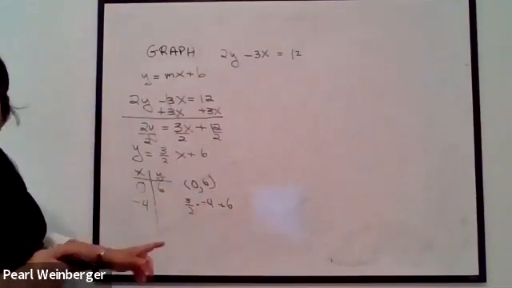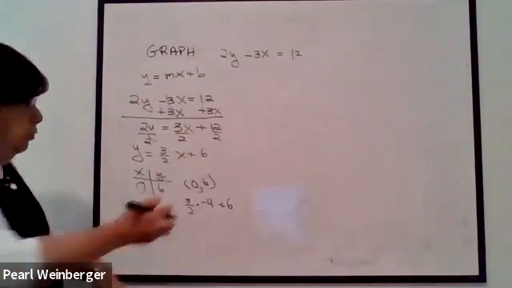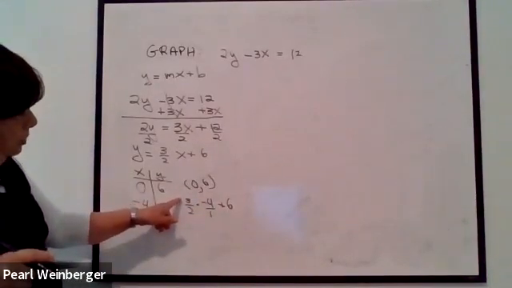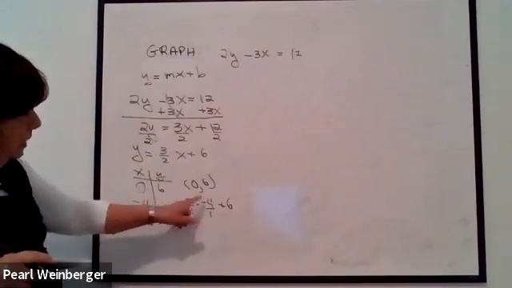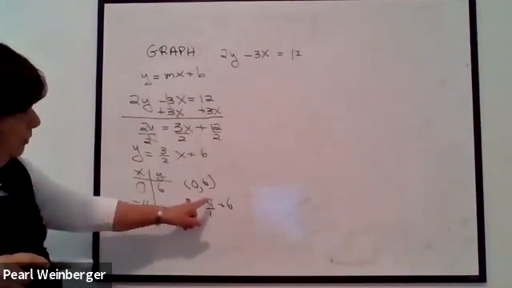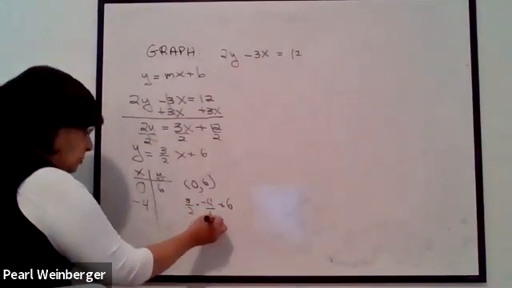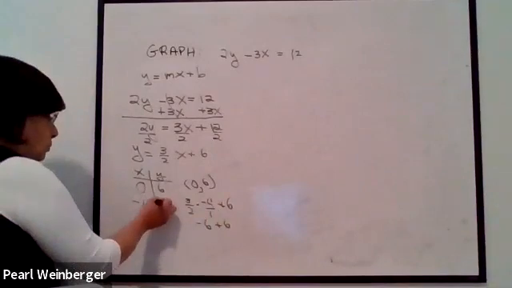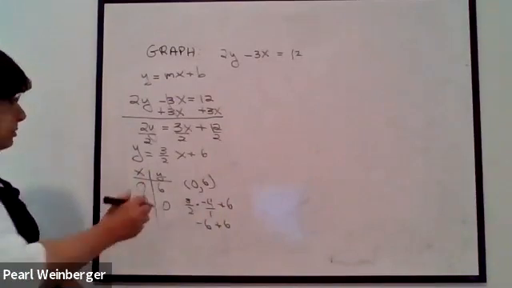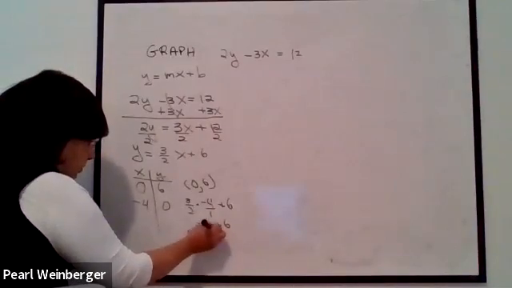Now, if you have your calculator handy, this is going to be pretty easy to do. I'm going to do it by hand. When you multiply fractions, you multiply the tops together. 3 times -4 is -12. And the bottoms are 2, and -12 divided by 2 happens to be -6. So this becomes -6 plus 6, which gives me 0. In other words, the second point that I found happened to be -4, 0.